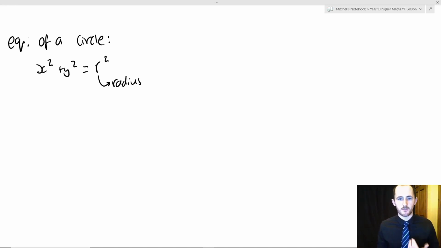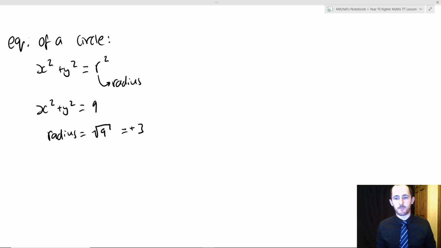Nice and easy, okay? So for example, if they gave you an equation of a circle that looked like this, then what you could say is that the radius is the square root of 9, which is 3. Normally we would have plus or minus 3, but if you think about what we're talking about, a radius can't be negative, so we just stick with the positive value. That's the only thing we haven't gone through yet, so we're going to get straight into the exam practice.